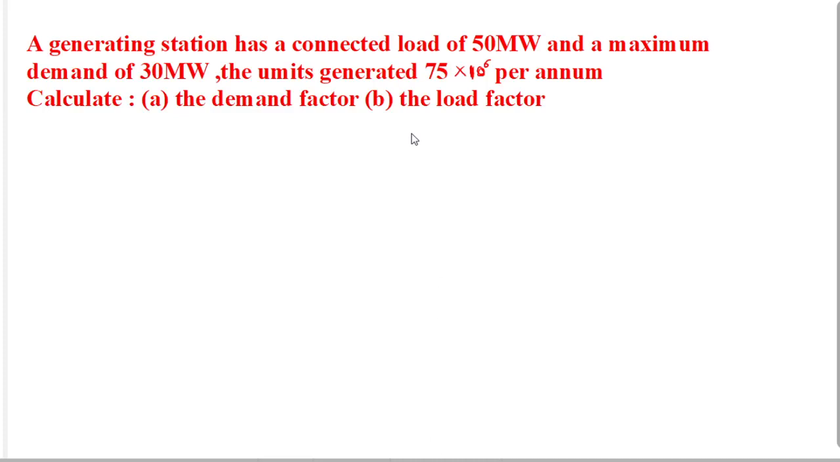Hello everyone. In this video, we discussed two examples. Here, the first example is: a generating station has a connected load of 50 megawatt and a maximum demand of 30 megawatt. The units generated are 75 multiplied by 10 raised to 6 per annum. Calculate the demand factor and the load factor.